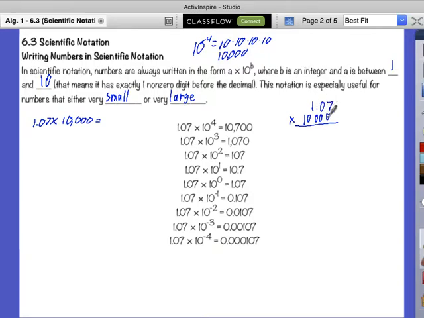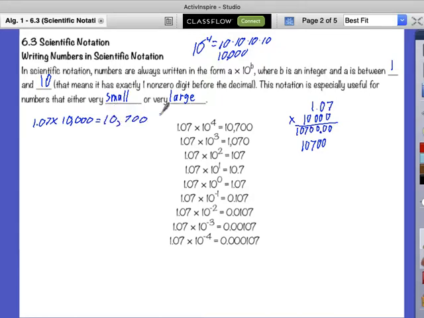10,000 times this, okay? Well, 0 times everything is 0, so we can drop these zeros. What's 1 times 7? 1 times 0. 1 times 1. How many numbers are behind the decimal point total? 2. So we have to have 2 behind. So we end up getting 10,700. Let's write that out. So we said 1.07 times 10,000 ends up being 10,700.